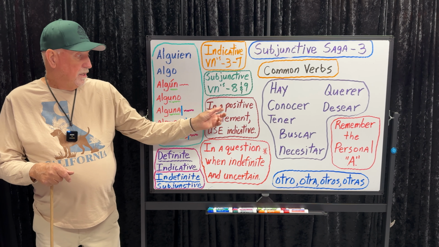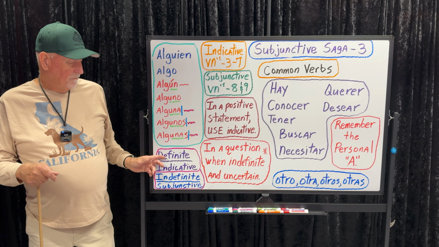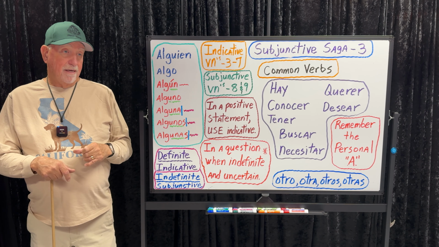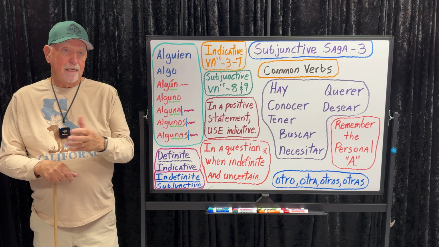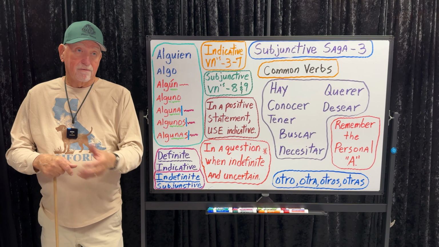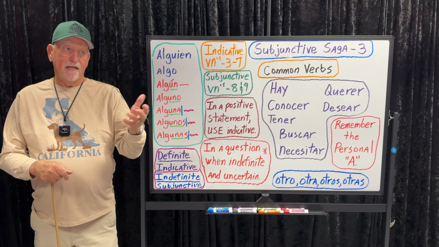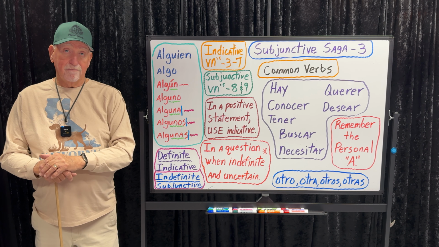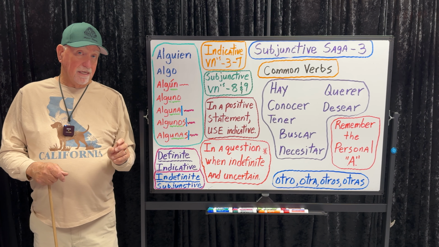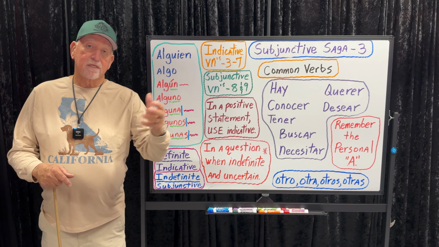Again, in a positive statement, you're going to use indicative to describe something that's definite and certain. You know it exists, right? But if you're making a statement like, I need a car that doesn't break down. Necesito un carro que no se descomponga, right? They may not have that car that doesn't break down for you at that lot. So describing something that's not definite, describing something that is uncertain, doesn't exist, you're going to go with subjunctive.